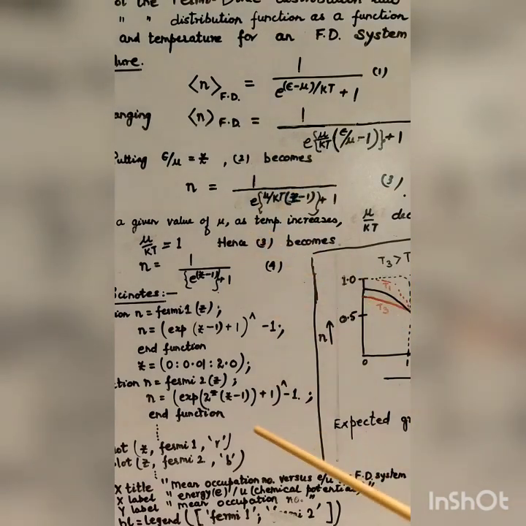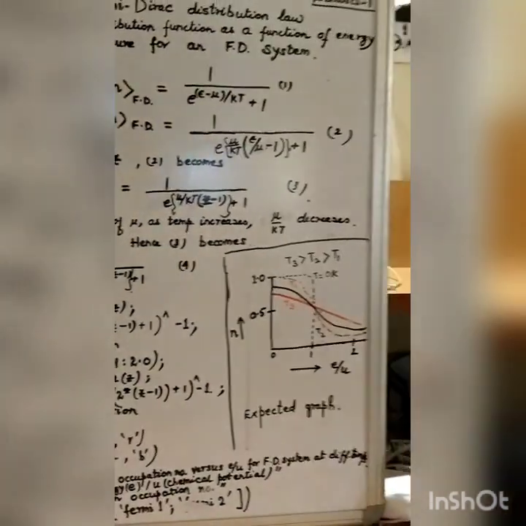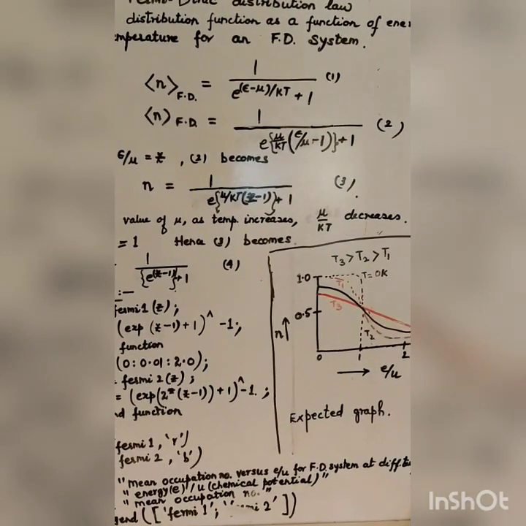Now, before I go on to the computer programming, I would also like you to have a look at the expected graph that I have drawn over here. So if I plot on the x-axis e by u, I've written e by u because in the programming it's difficult to write the Greek letters like epsilon and mu, so I've replaced epsilon by e and mu by u. So this is simply e by mu, which is equal to z, and on this side we have n.